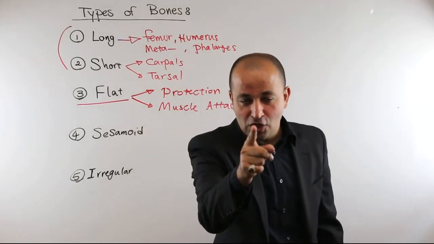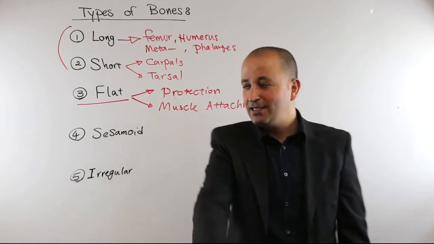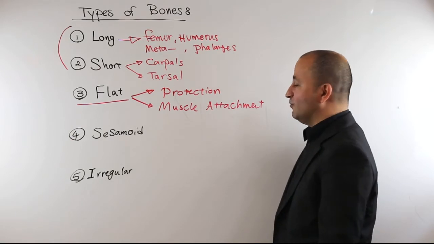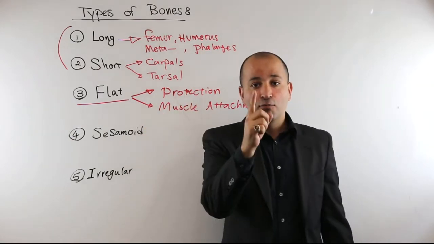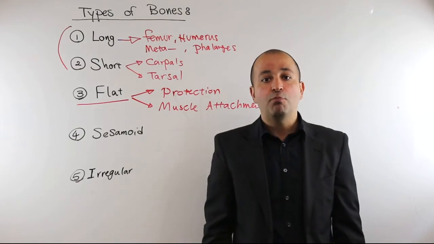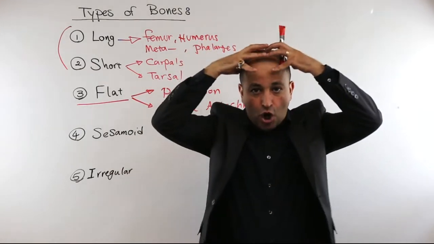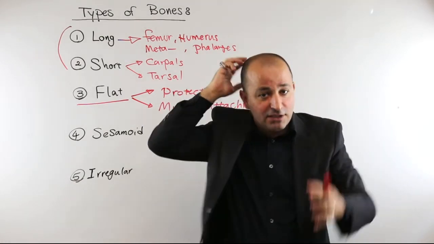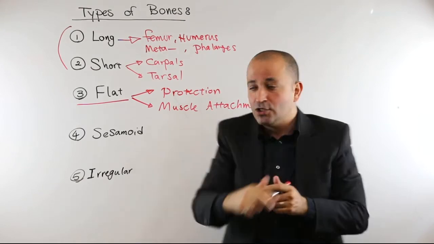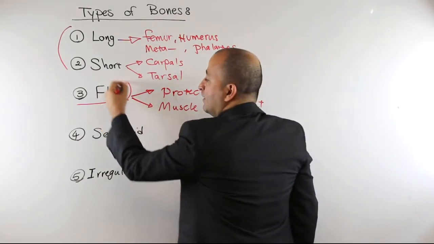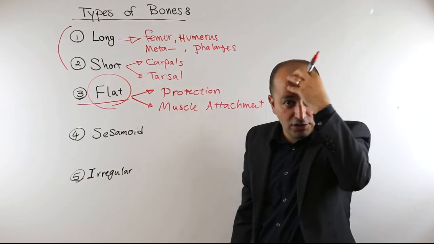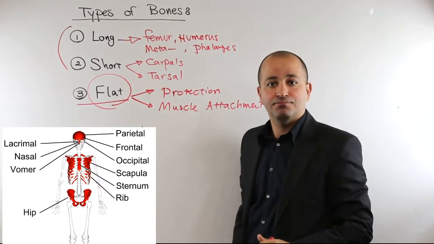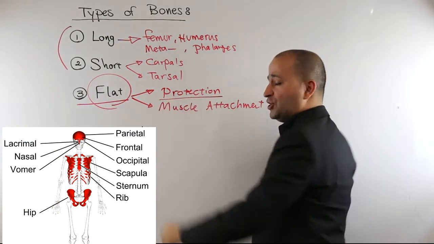Flat bones are the bones which are designed for 2 purposes, either protection or muscle attachment. What do I mean by that? Protection, protecting vital organs. Which bones protect vital organs? Skull bones. Frontal, parietal, temporal, occipital, they protect your brain. So they are considered flat bones. All the skull bones, cranium they call them. Those are for protection.